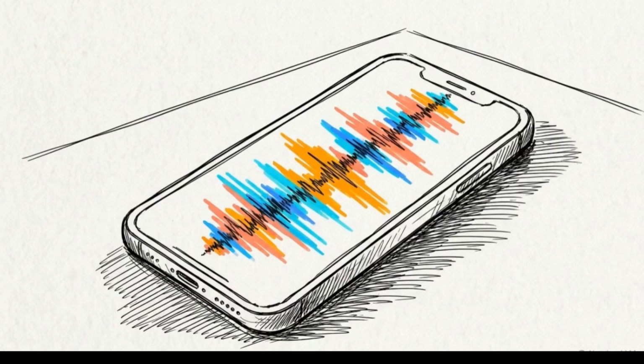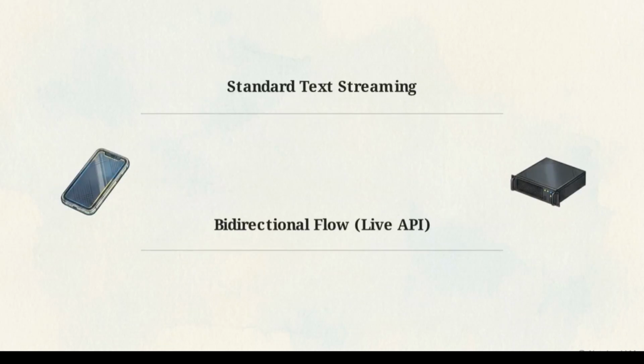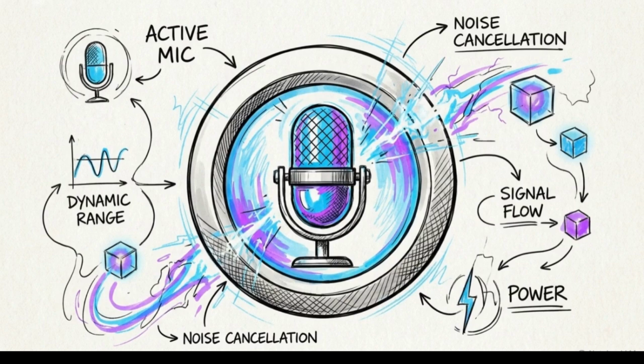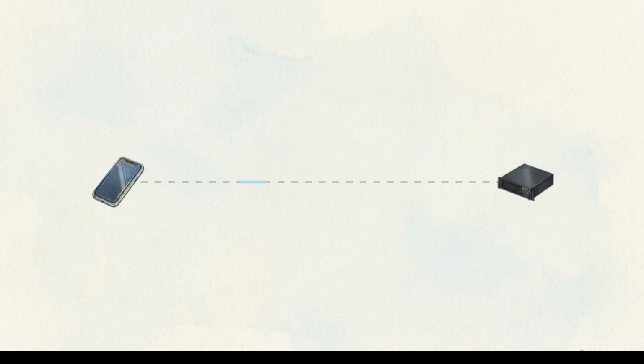We can push this client-side execution even further, into the realm of ultra-low latency, real-time conversational audio. Streaming text line by line is useful, but it is still a one-way street. A true conversation requires a bidirectional flow of data. To achieve that, we use the Gemini Live API alongside native audio models like Gemini 2.5 Flash. This animation shows the necessary shift.